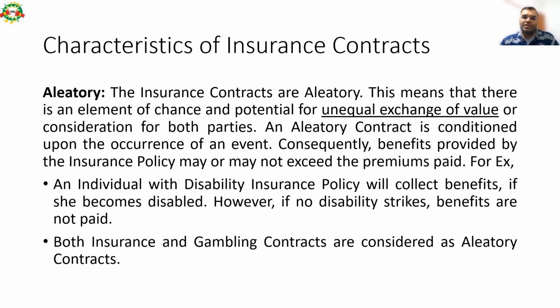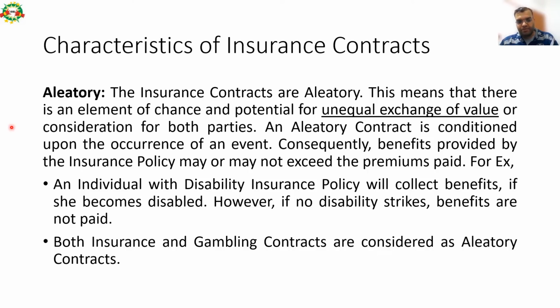What are the characteristics of insurance contracts? There are a few characteristics. The first important characteristic is that these are aleatory. All insurance contracts are aleatory. What does it mean? It means there is an element of chance and potential for unequal exchange of value or consideration for both parties. An aleatory contract is conditioned upon the occurrence of an event.